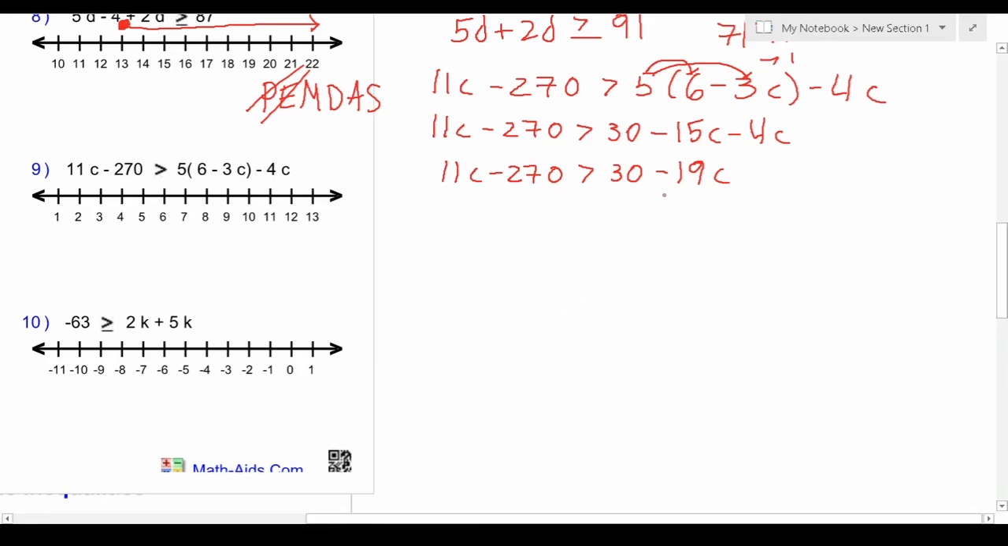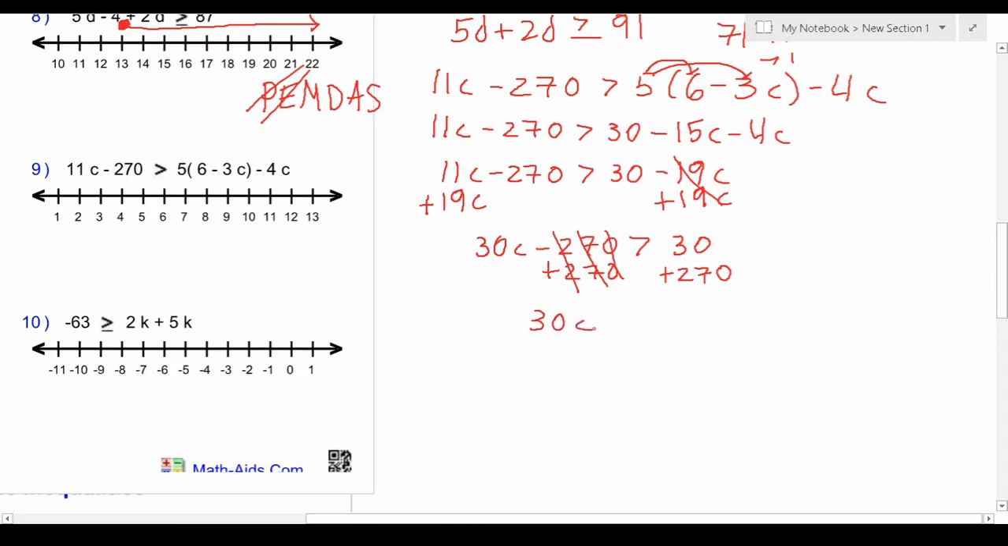Let's go ahead and, as our next step, add 19c to both sides. It's going to cross out, and that's going to leave us with 11c plus 19c, which is 30c, minus 270, greater than 30. Again, we're trying to get c by itself, so let's go ahead and add 270 to both sides. This is going to cross out. That's going to leave us with 30c on this side of the inequality, greater than 30 plus 270, which is 300.